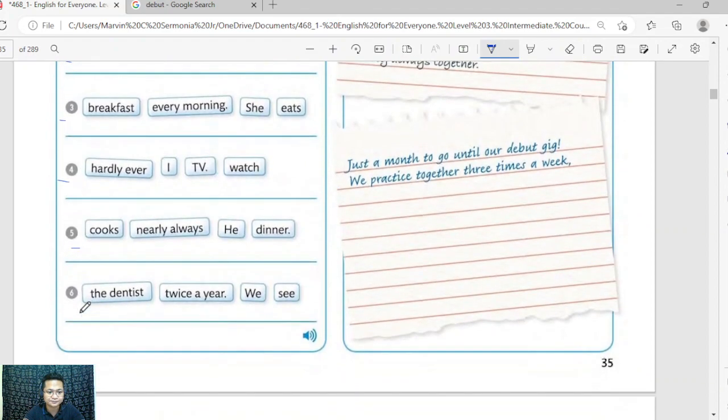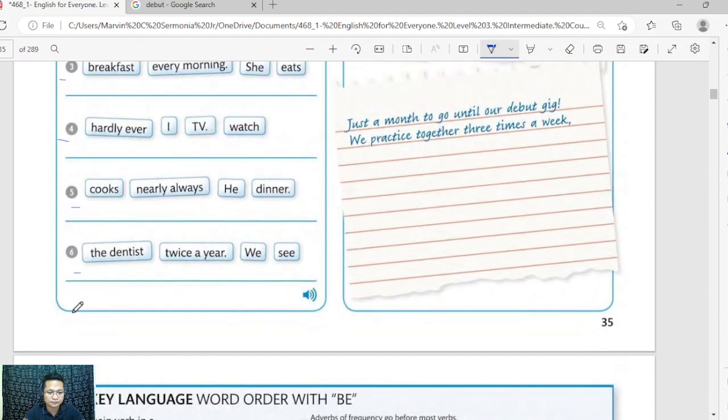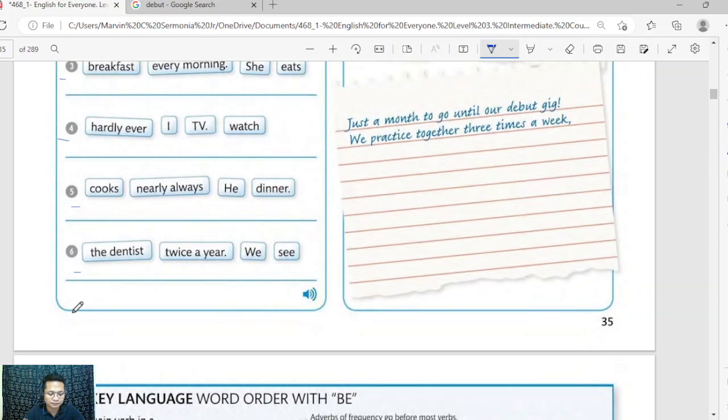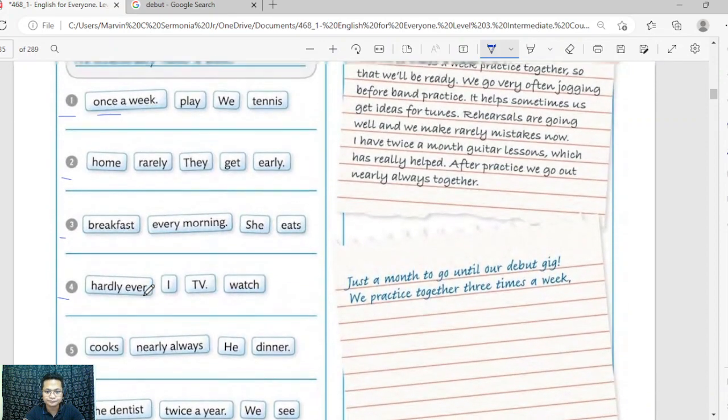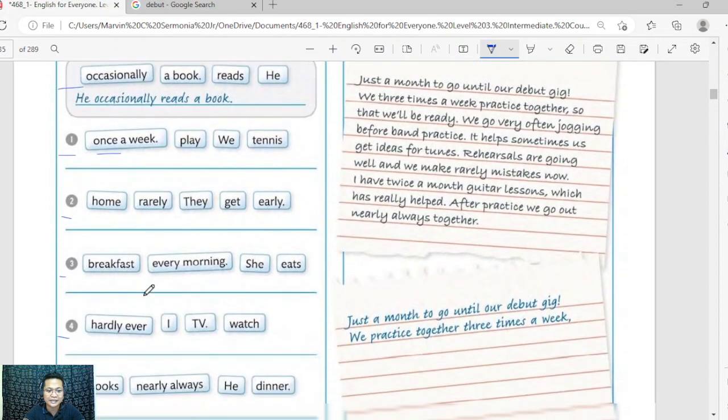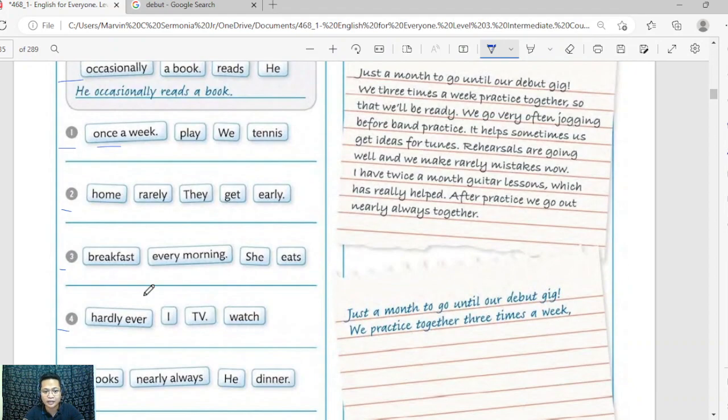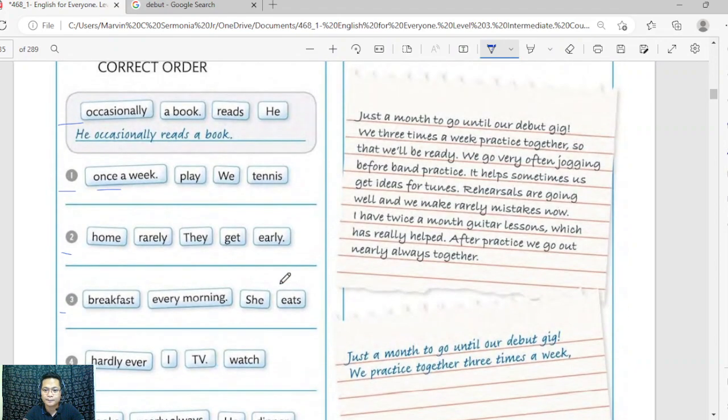Number six, we see the dentist twice a year. All right, so how many items did you get? You may want to share your score in the comment section below.